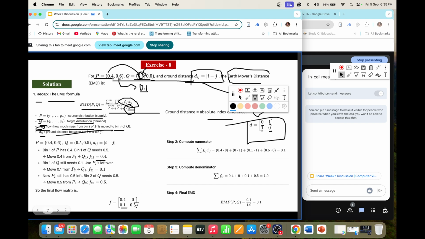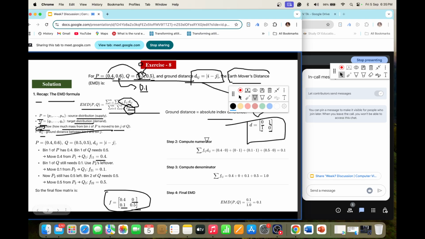So that is why here this. Okay, but 0.5 here, as the bin is already over, so you need not transfer anything from here to here. So that is why 0. Okay, so by that you can get the F matrix.